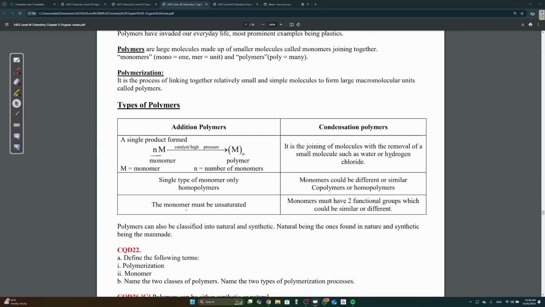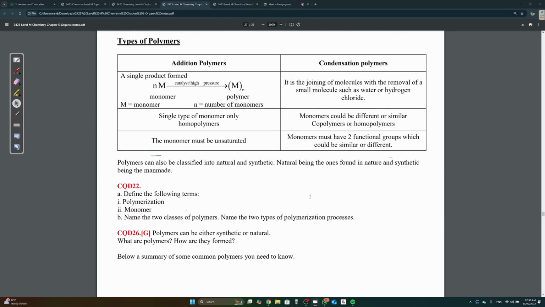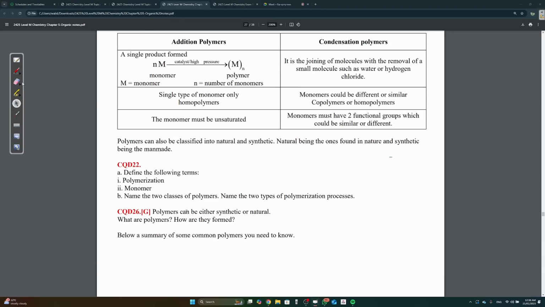For condensation, monomers must have two functional groups, which could be similar or different. Basically, what they're trying to say is it can be anything. It doesn't necessarily have to be a carbon double bond. Polymers can also be classified into natural and synthetic. Natural are the ones in nature, and synthetic being the man-made.